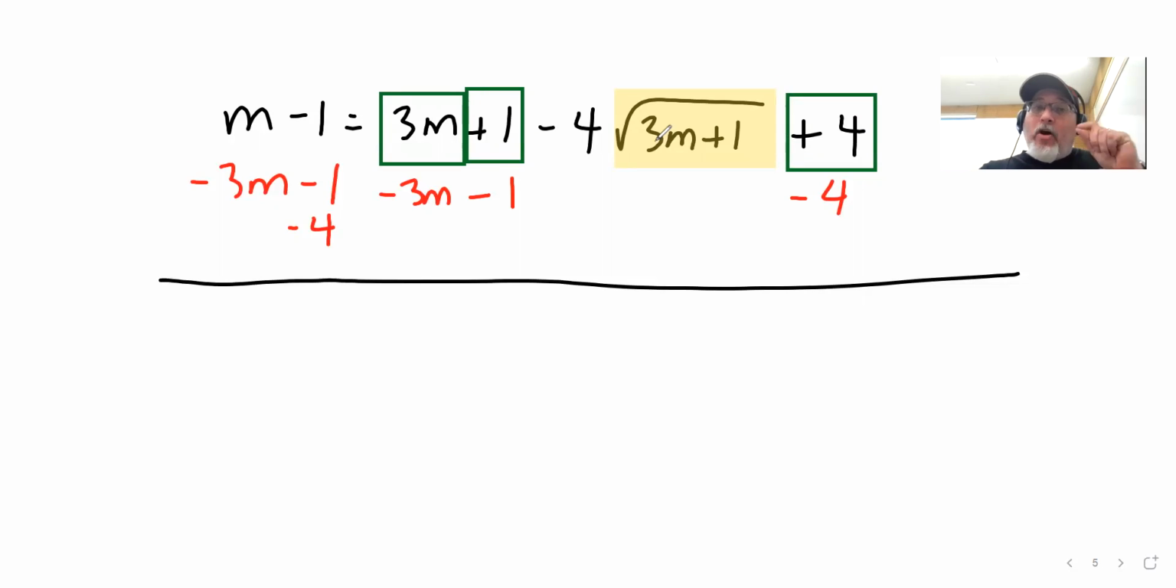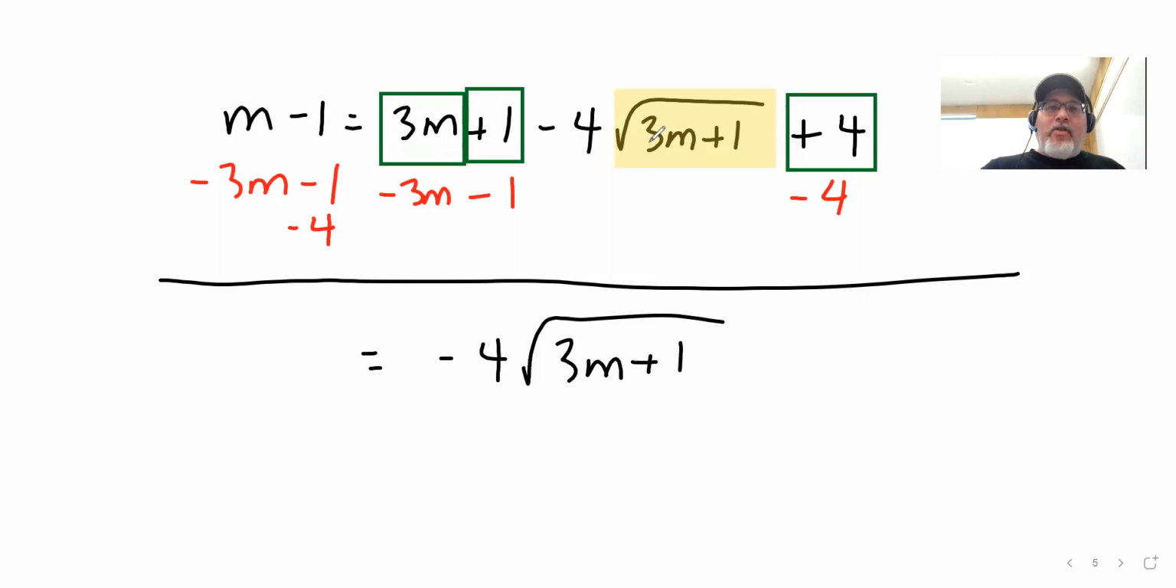By subtracting away all the pieces that I don't want on the right side, it will allow me to cancel everything on the right side except the negative 4 square root of 3m plus 1. And on the left side, now I just have to combine like terms. So let's focus over there. I have an m minus a 3m. That's negative 2m. And I also have a negative 1, another negative 1, and a negative 4. Altogether, that's negative 6.